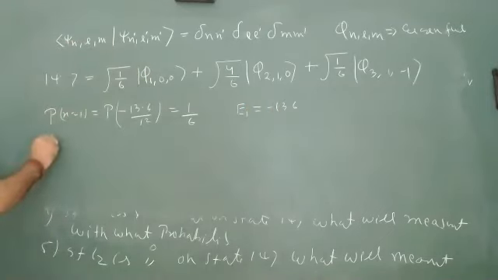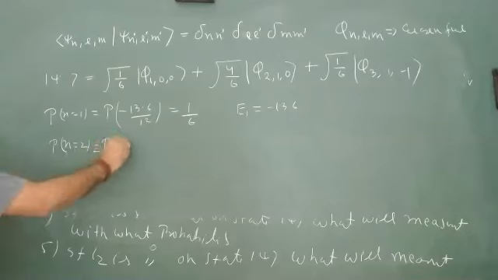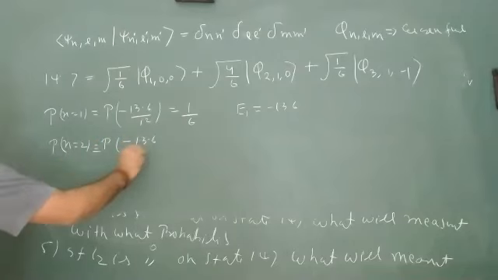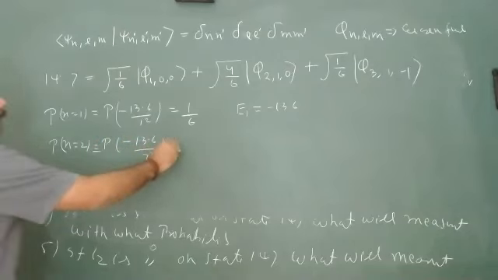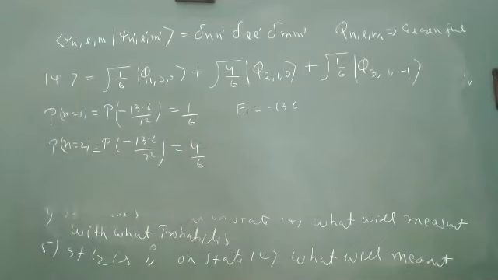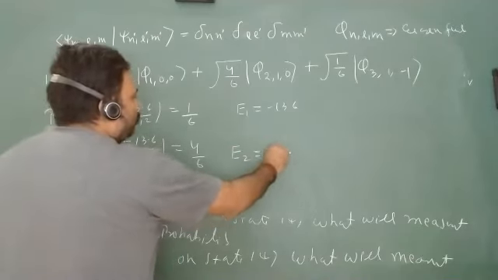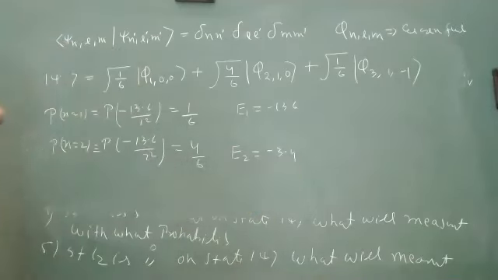What will be the second? You just measure n is equal to 2. So n is equal to 2 means the probability of measurement is minus 13.6 by 2 square, and that will be 4 upon 6 or 2 upon 3. And the energy you are going to measure is minus 3.4. E2 is minus 3.4. Very good.